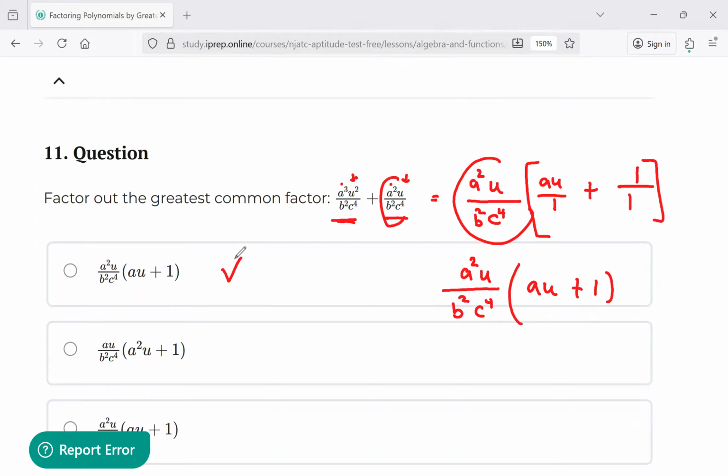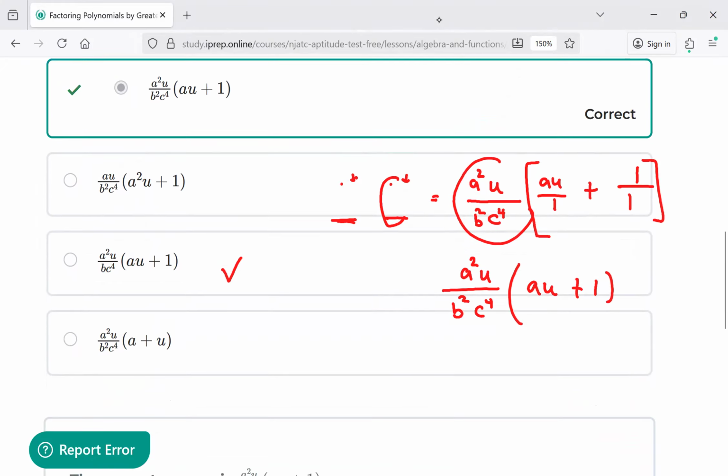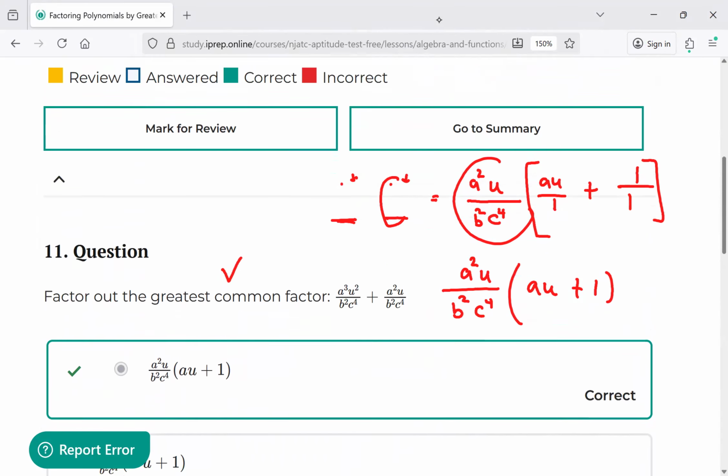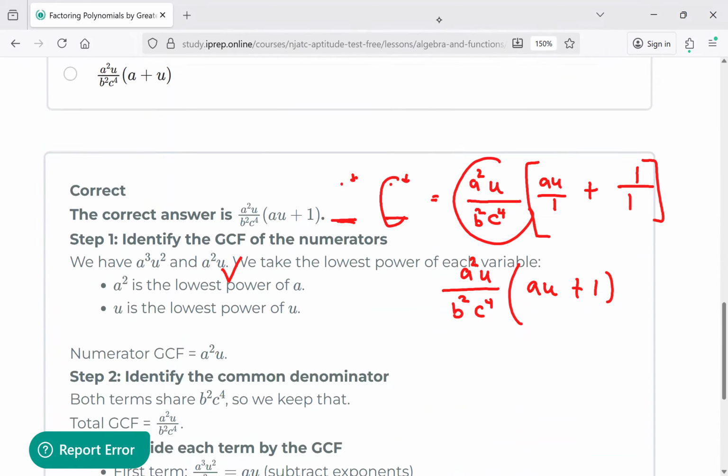Correct. Okay, perfect. Let's do the next one.